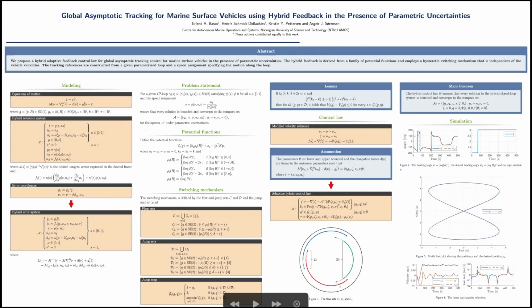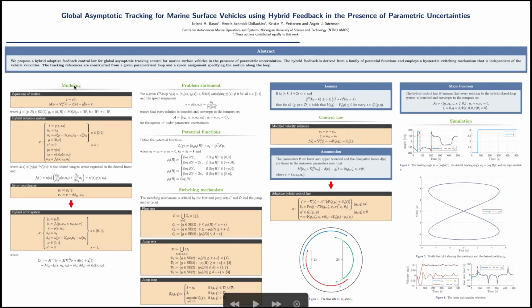The hybrid feedback is derived from a family of potential functions and employs a hysteretic switching mechanism that is independent of the vehicle velocities. Moreover, the tracking references are constructed from a given parameterized loop and a speed assignment specifying the motion along the loop.